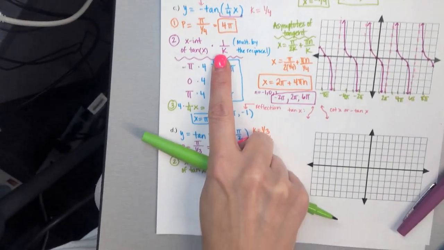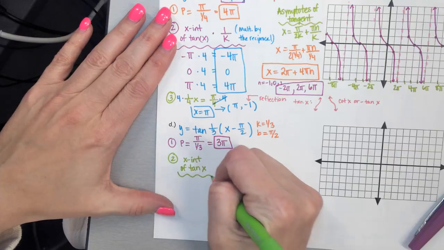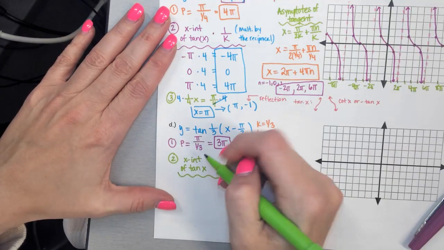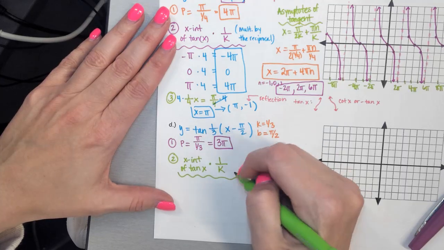Which should I do first? Should I do the multiplying or the adding? Multiplying. Follow your order of operations. So you're going to multiply by the reciprocal. Stay strong.